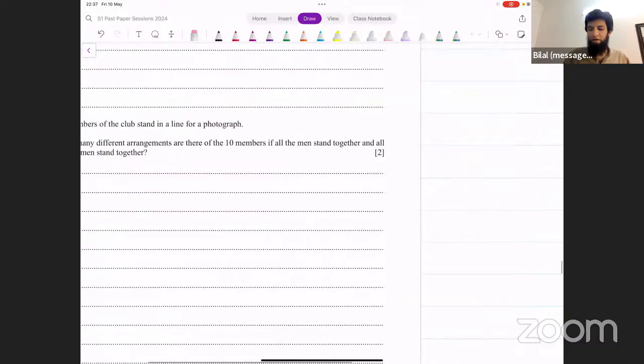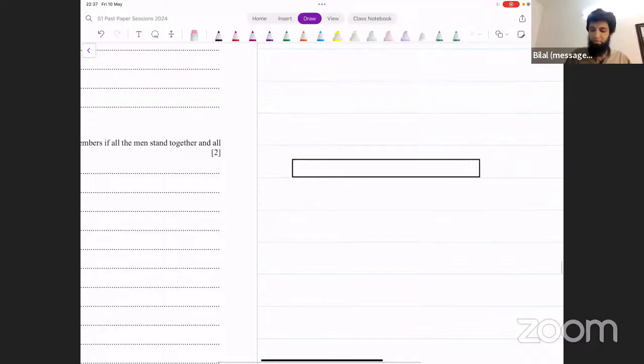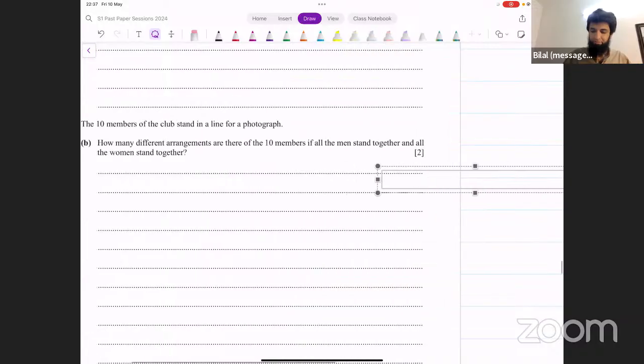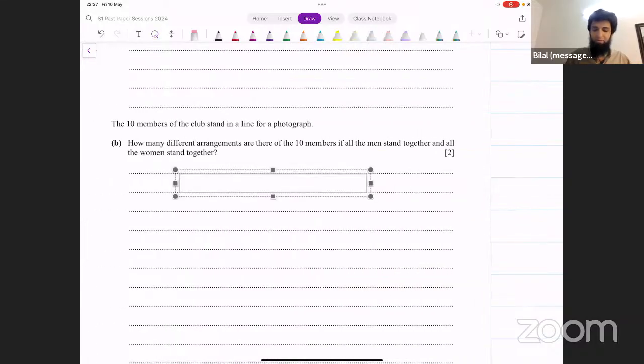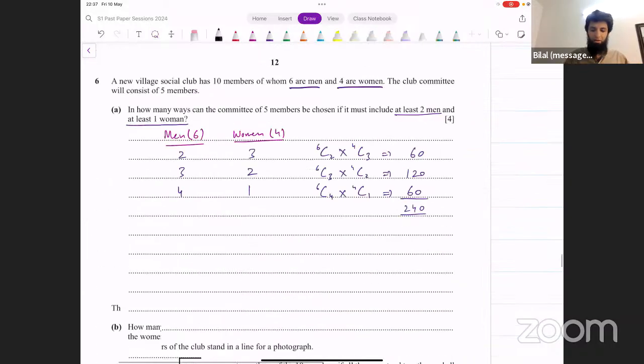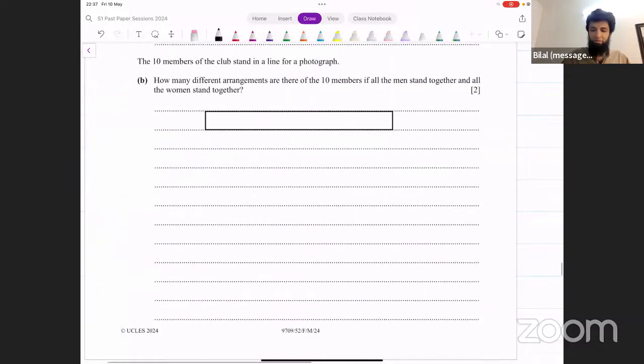What do we do when we have to put some people, objects, things together? We put them in one single box. Okay. Now we've got 6 men and 4 women. So we have 6 men here, M1, M2, all the way up to M6. Remember, they're all different. Similarly, we have 4 women. They're all different. W1, W2, up to W4.